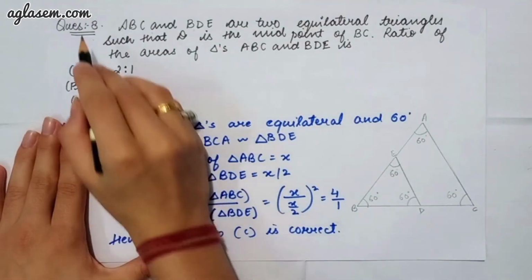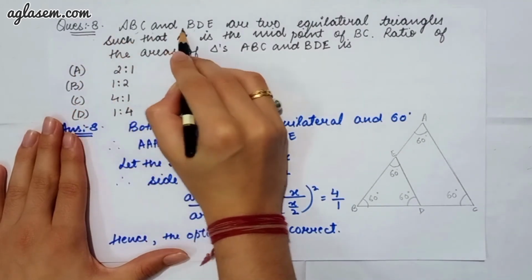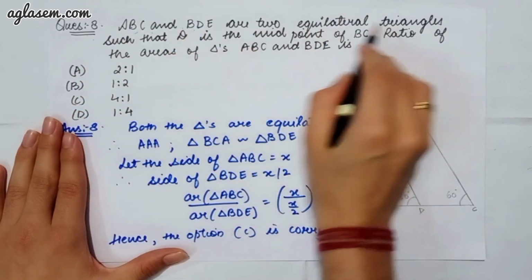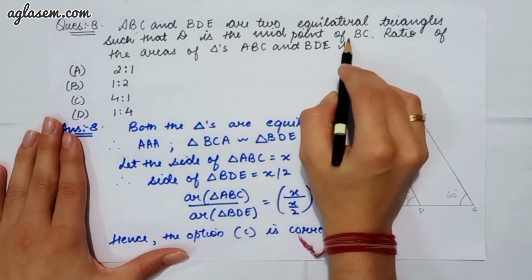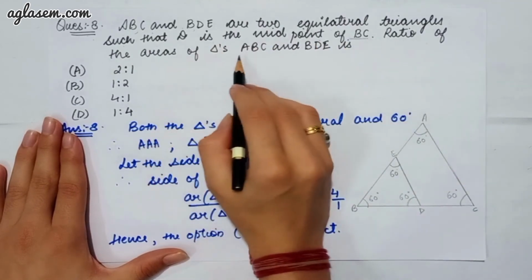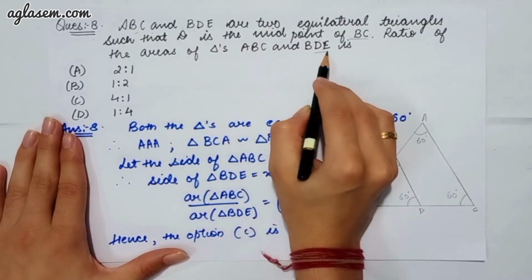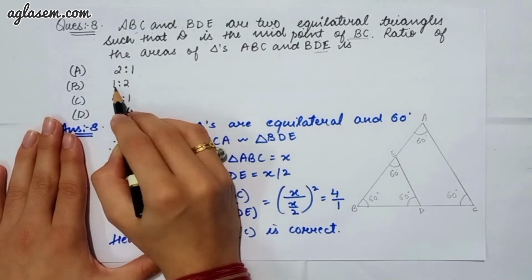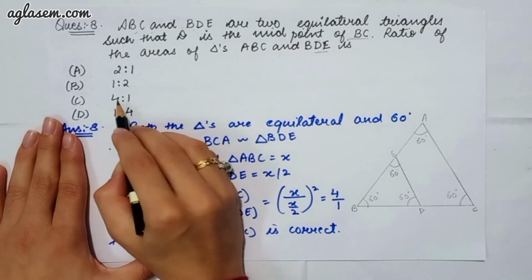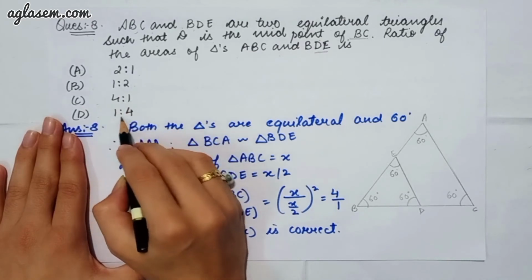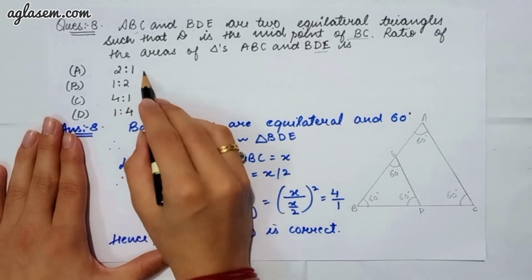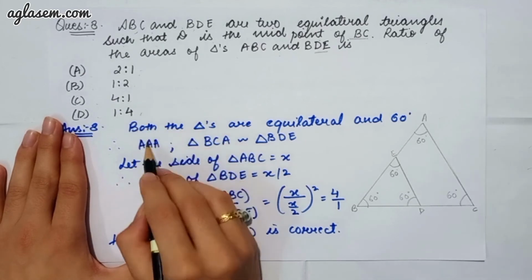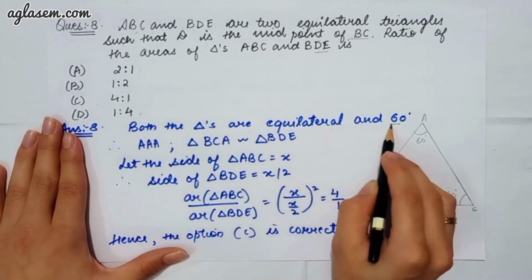Moving further to question number 8, which says ABC and BDE are two equilateral triangles such that D is the midpoint of BC. The ratio of the areas of triangle ABC and BDE is: part A says 2:1, part B says 2:1, part C says 4:1, or D says 1:4. So here we have been given options. So the answer is both the triangles are equilateral and each angle is 60.